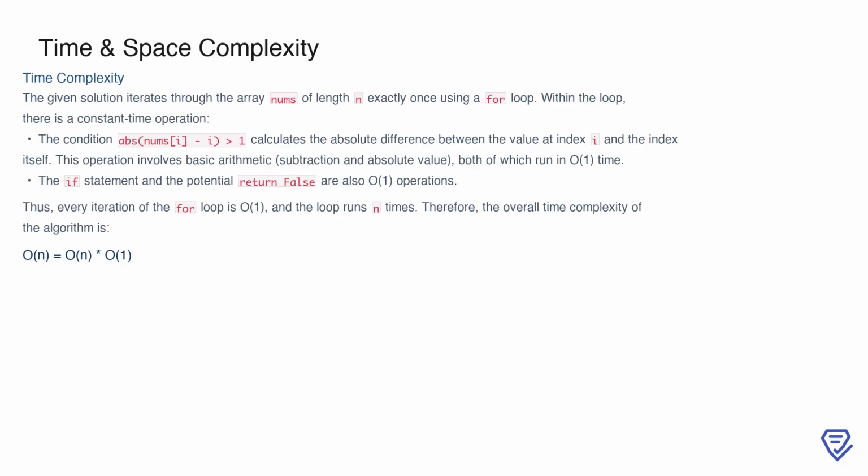For example, the expression abs(nums[i] - i) calculates the absolute difference between the value at index i and the index itself. This involves basic arithmetic operations like subtraction and taking the absolute value, both of which are O(1). Additionally, the if condition and the potential return false are constant time operations as well. Since each iteration of the loop is O(1) and the loop runs n times, the overall time complexity of the algorithm is O(n). This is derived from multiplying the number of iterations, O(n), by the constant time per iteration, O(1).